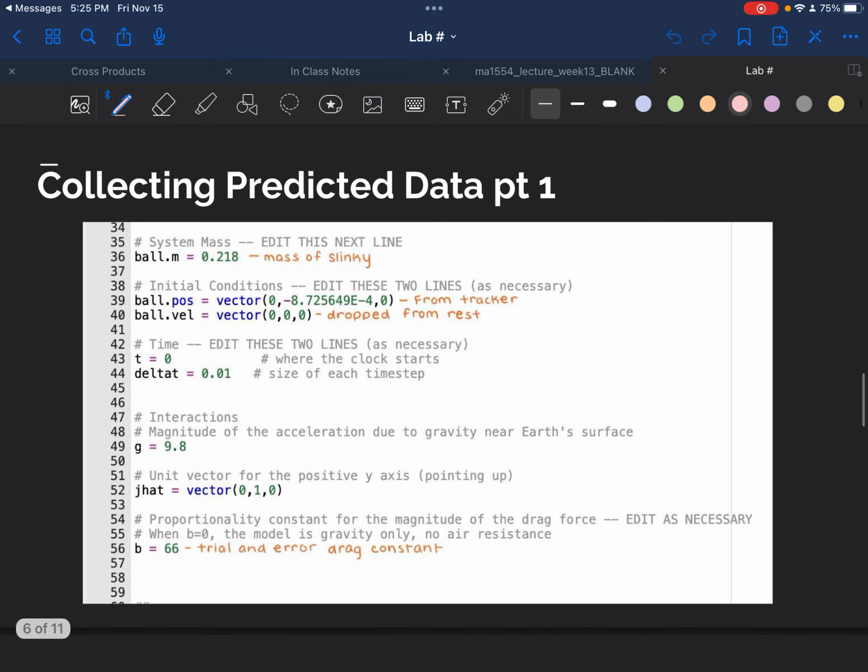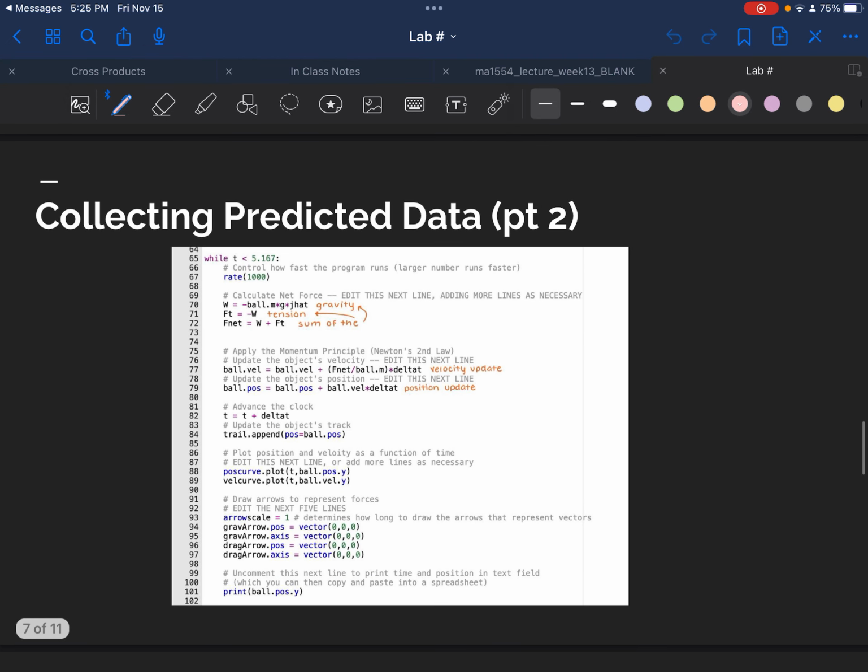Next, the predicted data was created and collected through the usage of GlowScript, and I personally edited the starter code that was provided to us for lab number 2. And as seen in this slide, I edited the mass of the ball, which in this case, rather than ball, it would be the slinky, as well as editing the initial position vector of the data, which was, as mentioned beforehand, taken from Tracker. And then I also set the ball's initial velocity equal to 0, as the slinky was dropped from rest. And furthermore, the B constant that was used in the drag force equation, this value was obtained through trial and error.